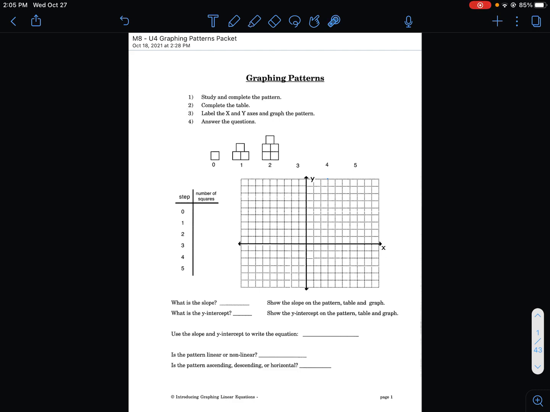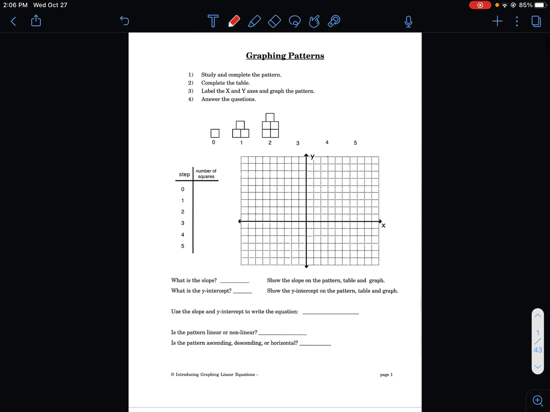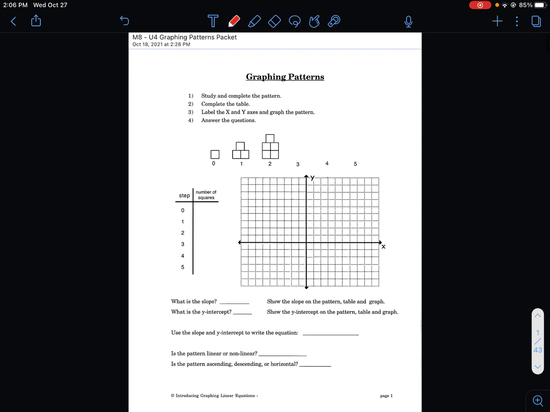In this video, we are going to look at patterns in graphing, and we're going to look at how patterns can be turned into a graph, a table, and an equation. So let's get started.